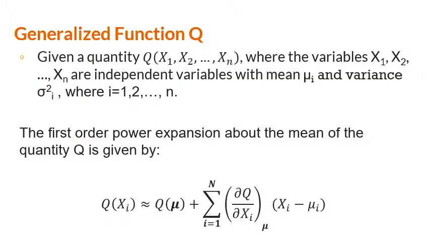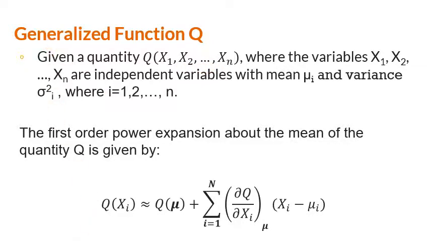So, let's consider a generalized function Q, which is a function of multiple variables x1, x2, and so on until x sub n. Note that the variables x1, x2, and so on until x sub n are independent of each other, with each variable having mean mu sub i and variance sigma squared sub i. Note that i here represents an index variable ranging from 1 to n, where n is the number of variables in your generalized function Q.